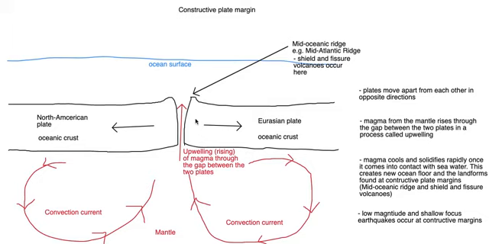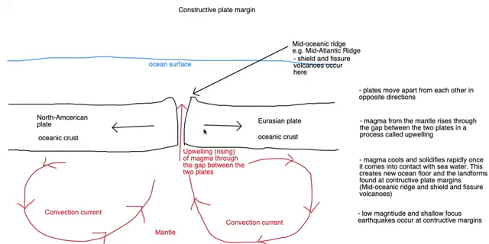Shallow focus means they're quite close to the surface. Low magnitude means they're relatively weak, so they're not very strong. The reason is that the earthquakes are only formed due to the heat from the rising magma. It's not any kind of friction between the plates here. There's no rock really getting stuck, no buildup of pressure from friction between rocks sliding past each other. It's only because of the heat from the magma rising.